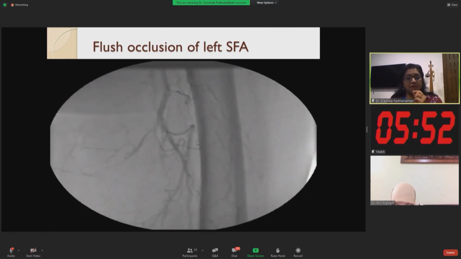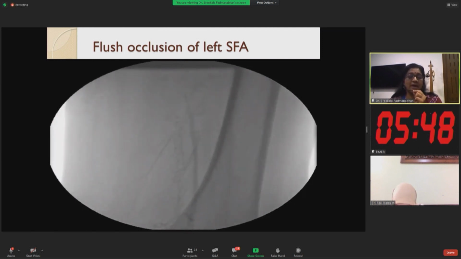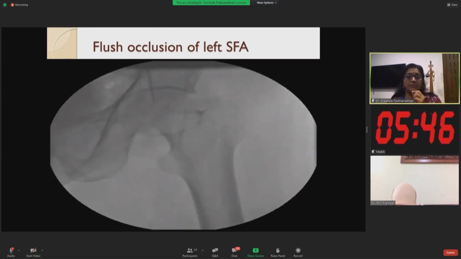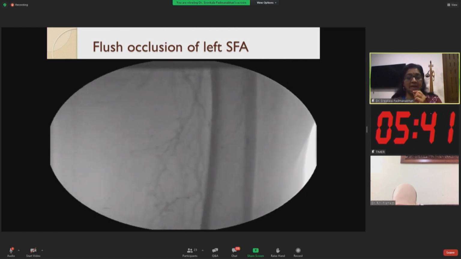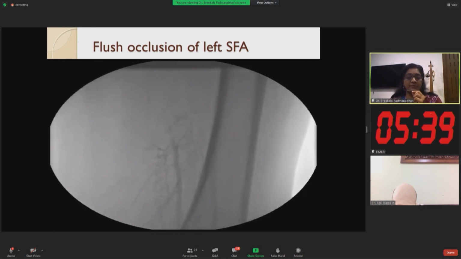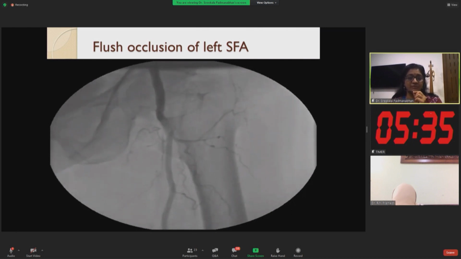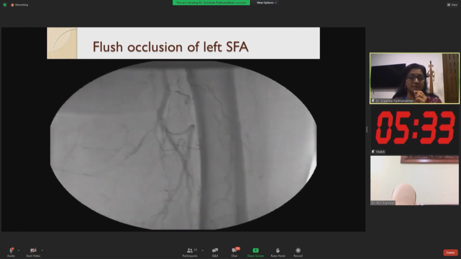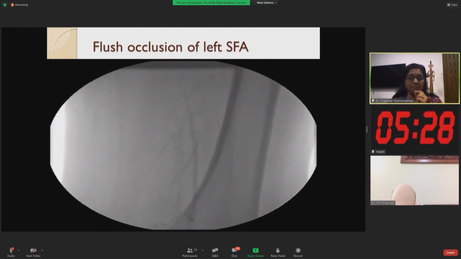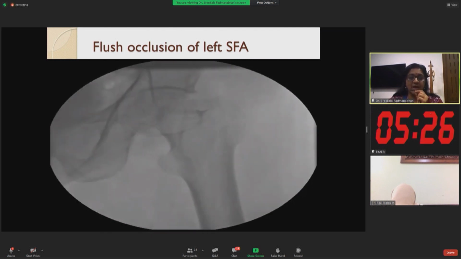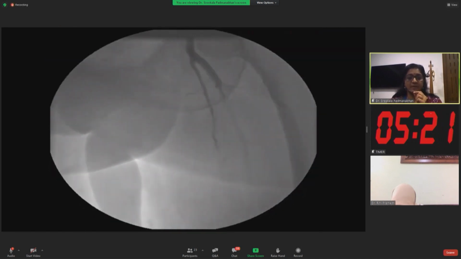After the preliminary workup, she was taken up for a peripheral and coronary angiogram. She also had diabetes mellitus, and no previous history of PVD. Her peripheral angiogram revealed a flush occlusion of the left superficial femoral artery. As you can see from this picture, the profunda is filling and we cannot see the stump of the femoral artery. The distal SFA can be seen filling from collaterals.